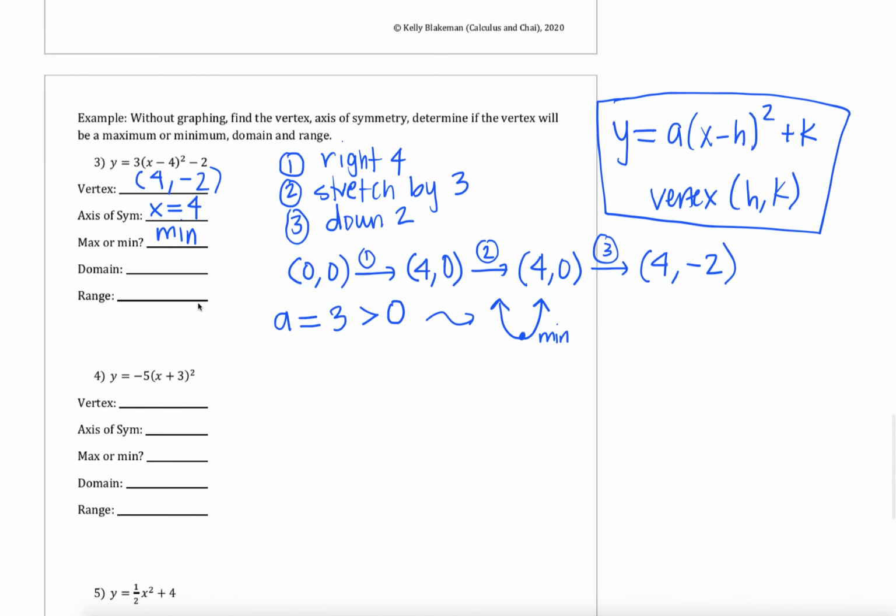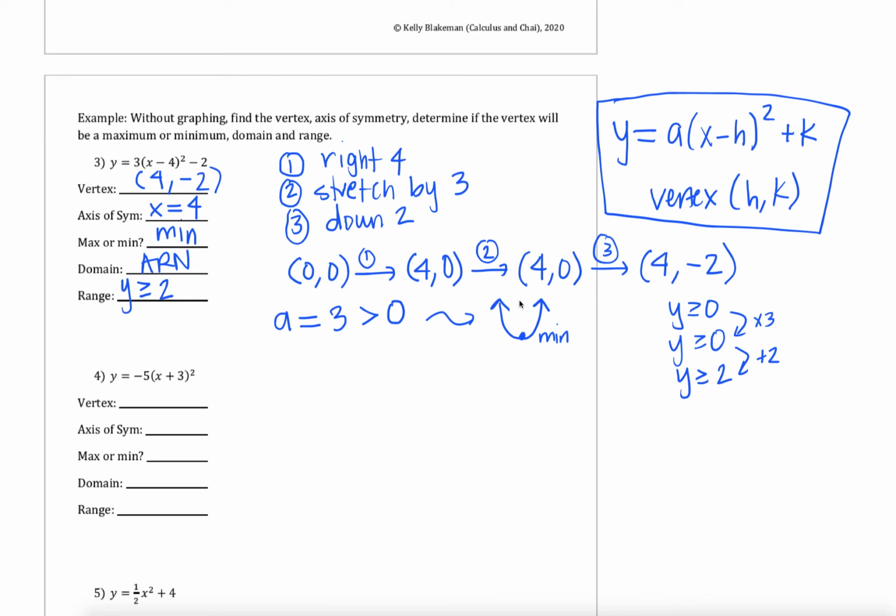Now our last two things are our domain and our range. Our domain again is going to be all real numbers. And our range, let's think about what happened. It started off at y is greater than or equal to 0. When I went right 4, that doesn't change it. When I stretched by 3, I multiplied the y component by 3, but that still kept it at y is greater than or equal to 0. And then from there I add 2 to all the y components, and I end up with y is greater than or equal to 2.